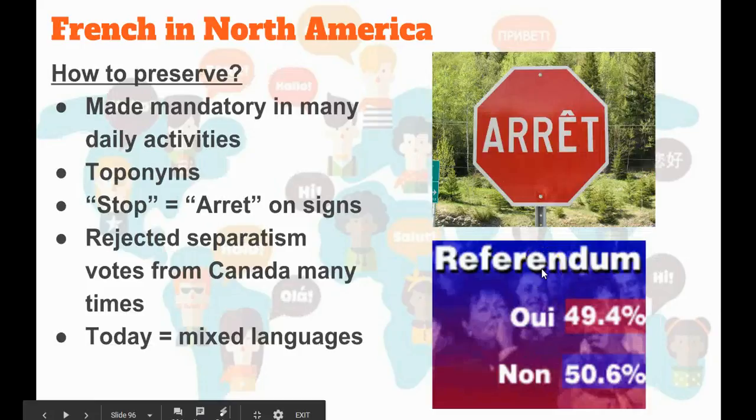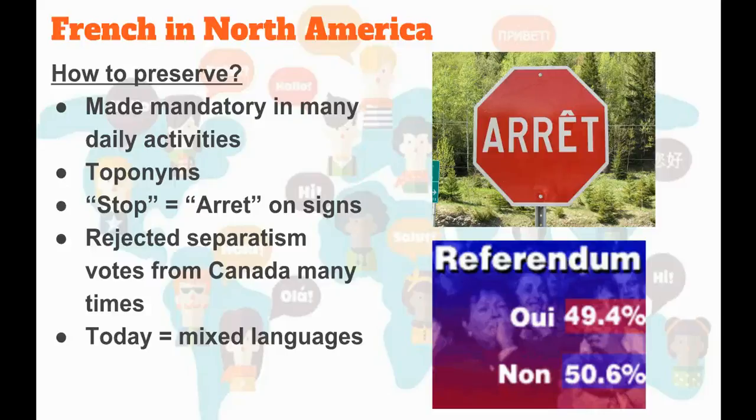Now, ways they've preserved this: made activities mandatory in French in the Quebec region, changed toponyms. They've literally changed a lot of toponyms to be more French-based toponyms. Something as simple as changing stop signs from the English word into the French word. All these government policies are one way to help preserve a language in a region.